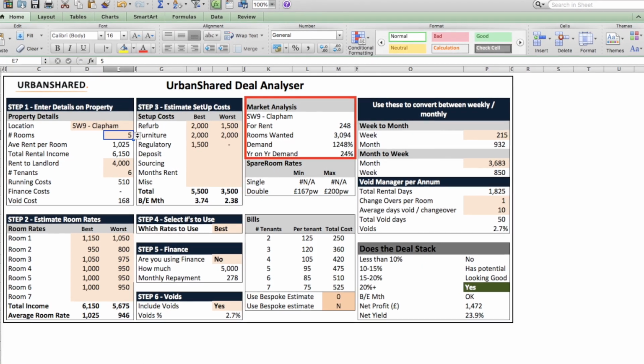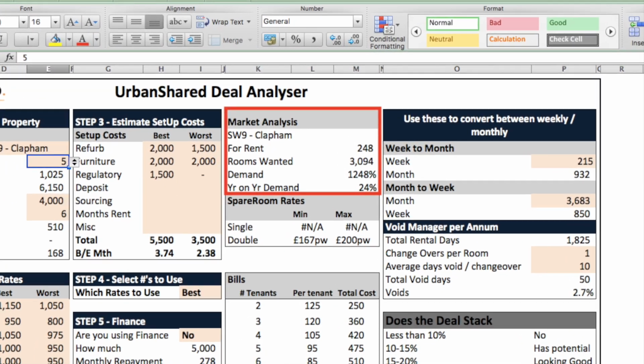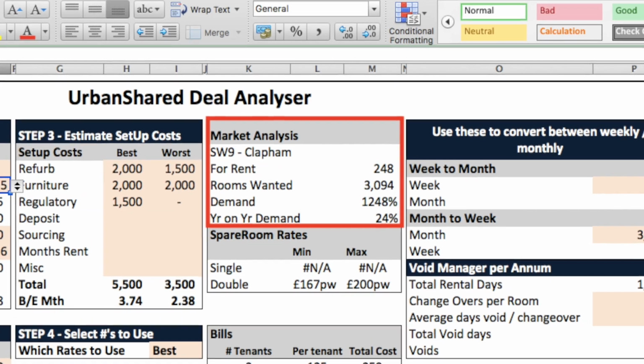In any market there is supply and there is demand, and that's no different in the shared room market. The supply is essentially the number of rooms available to let, and demand is the number of people looking for rooms. SpareRoom is the best website for this data. It's by no means perfect, but it is the best that we currently have.